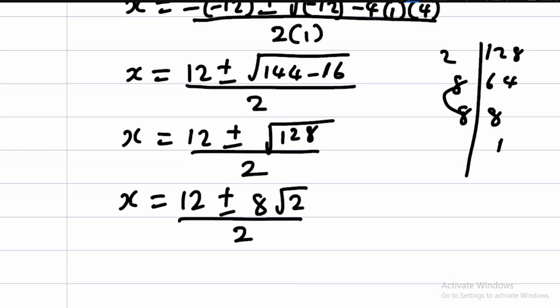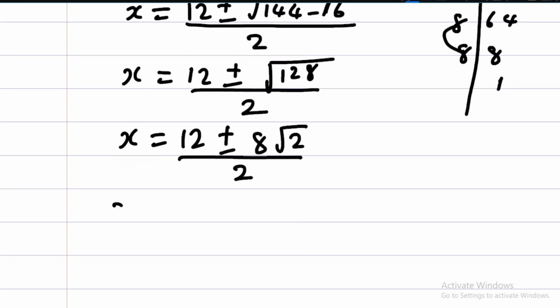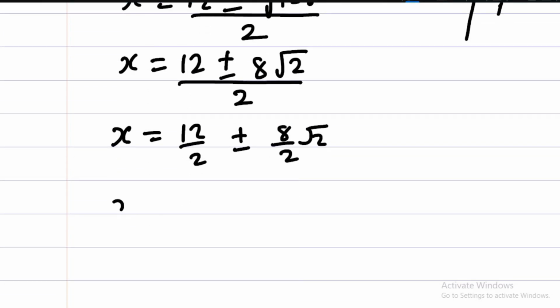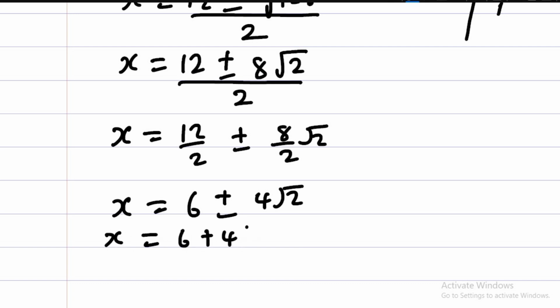Now if I share this, I'm going to have that x is equal to what? 12 over 2 plus or minus 8 over 2 root 2. So finally I'm going to be having that our x is equal to what? 6 plus or minus 4 root what? 2. So if you separate it, you're going to have that x is equal to 6 plus 4 root 2, or 6 minus 4 root 2. Okay, that's what he did anyways.